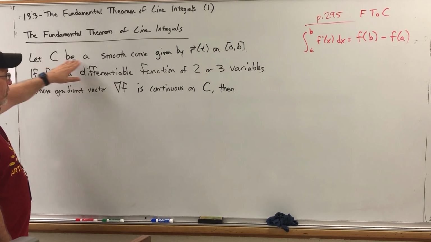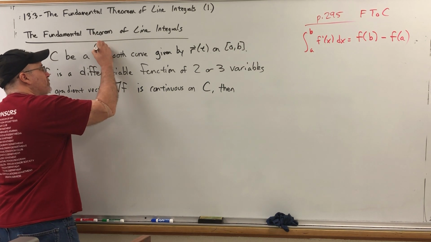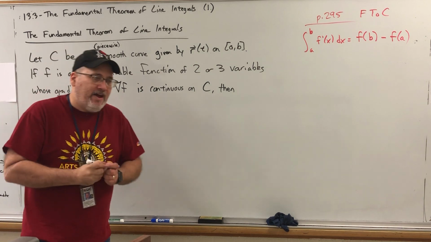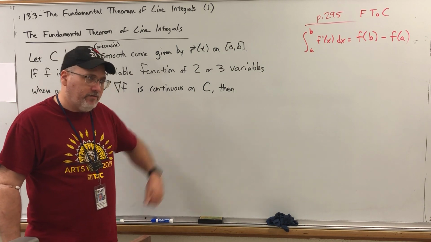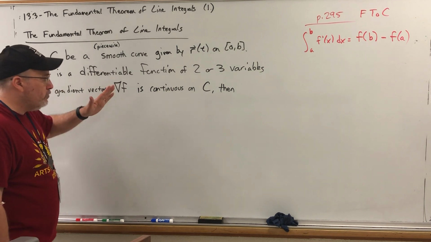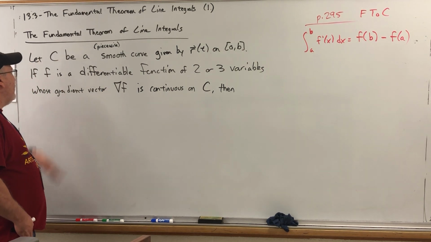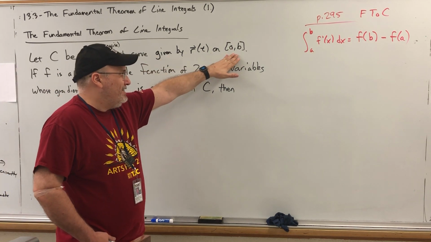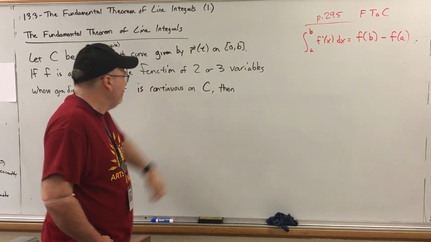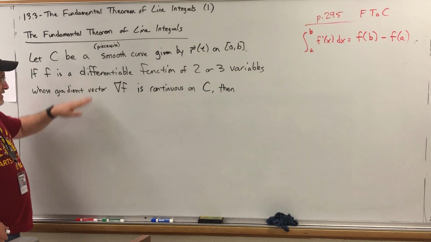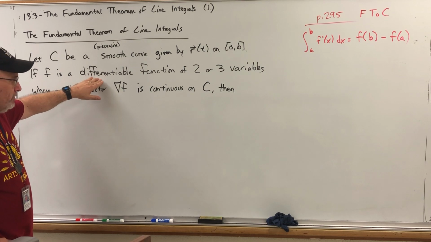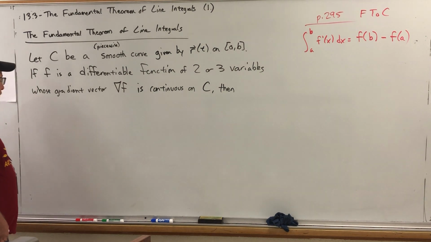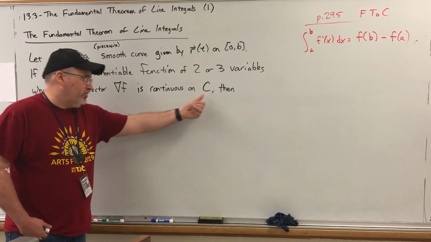Now, we're going to make the curve a smooth curve, and honestly it can be a piecewise smooth curve, meaning that your path can have a finite number of sharp corners, but as long as it's smooth everywhere else, we're okay. But if we let C be a piecewise smooth curve given by the vector function r on an interval of t values from a to b, and if f is a differentiable function of 2 or 3 variables, so it's a function that says give me 2 or 3 numbers and I'll give you a number back, and whose gradient vector is continuous on C.